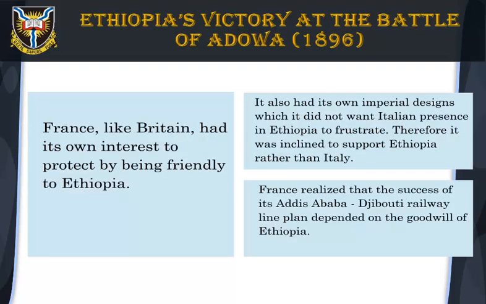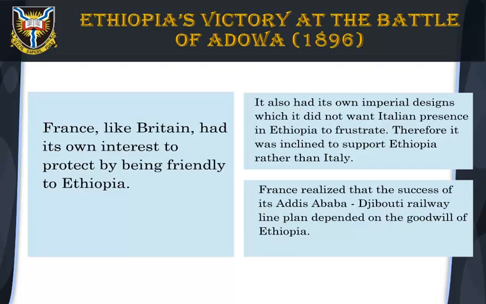Ethiopia's victory at the Battle of Adwa, 1896. France, like Britain, had its own interests to protect by being friendly to Ethiopia. It also had its own imperial designs, which it did not want Italian presence in Ethiopia to frustrate. Therefore, it was inclined to support Ethiopia rather than Italy.